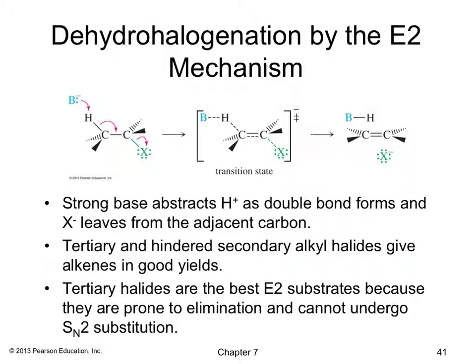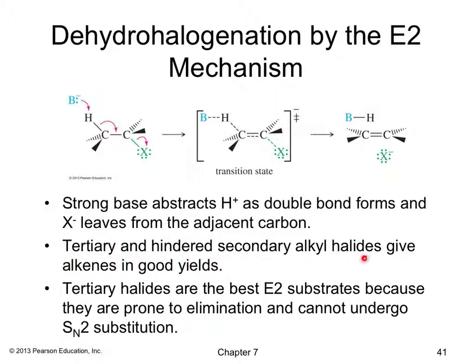So let's look at dehydrohalogenation by the E2 mechanism. So here's a strong base coming in, plucking off the hydrogen, forming a double bond, and kicking off the X. It happens all at once. Remember, it has to be anticoplanar in order to do this. This is the transition state of which it's happening. Again, transition states have double daggers. And then you generate the protonated base, the alkene, and then the X, which is the leaving group. So again, this is happening all at once. So it abstracts the proton as a double bond forms and as the X minus leaves from the adjacent carbon.